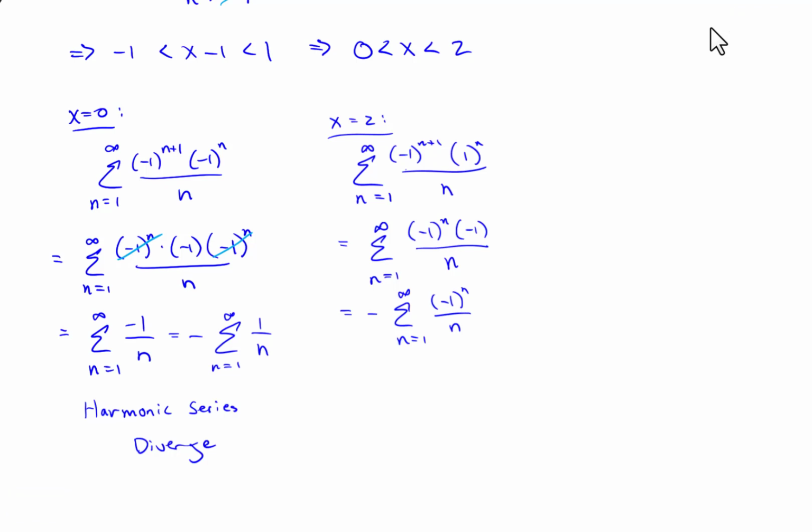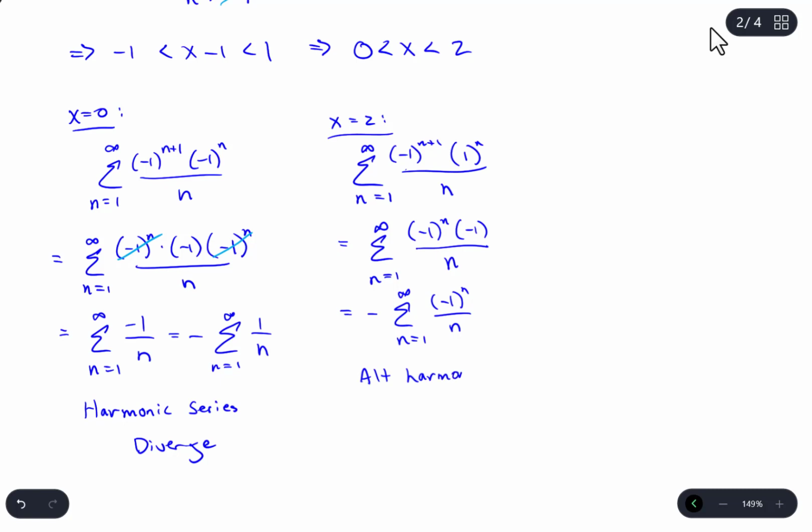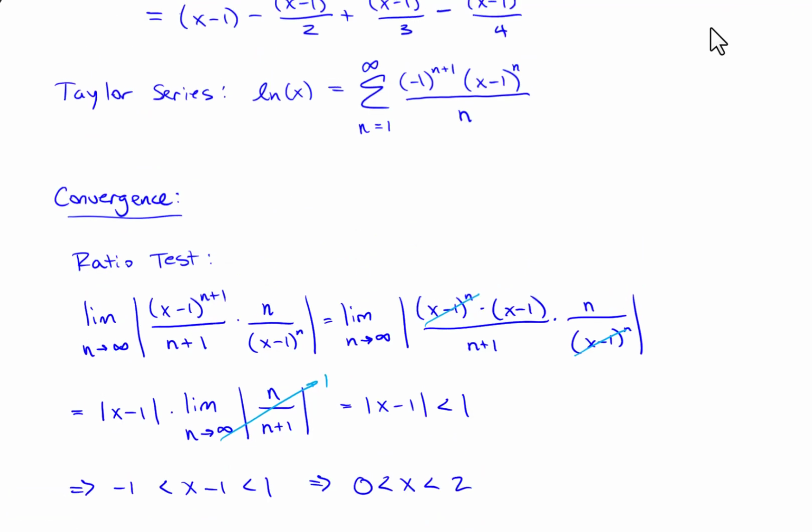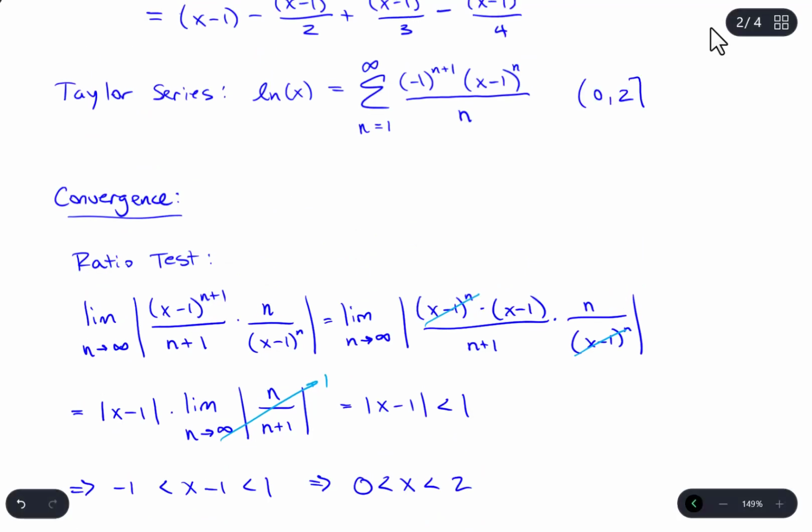It's getting negated, but I think that's okay. It's just going to flip-flop each term from positive to negative. That's not going to affect the convergence of it. And we've already proven that the alternating harmonic series converges. So therefore, this series would converge as well. So that means the interval of convergence here is going to be 0 to 2, like this.